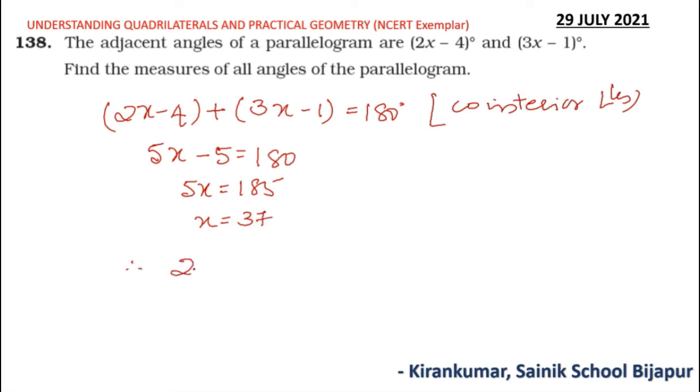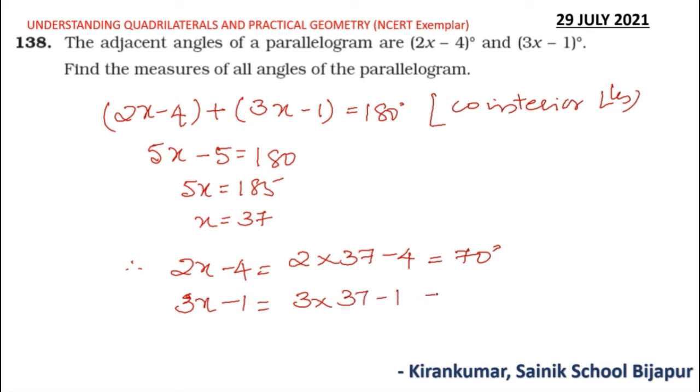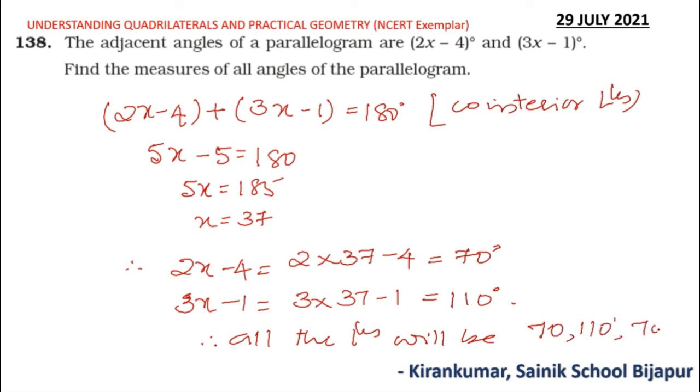Therefore, 2x minus 4 will be 2 times 37 minus 4, we get it as 70 degrees, and 3x minus 1 will be 3 times 37 minus 1, which is 110 degrees. Therefore, all the angles will be 70, 110, 70 and 110 because the opposite angles are equal in a parallelogram.